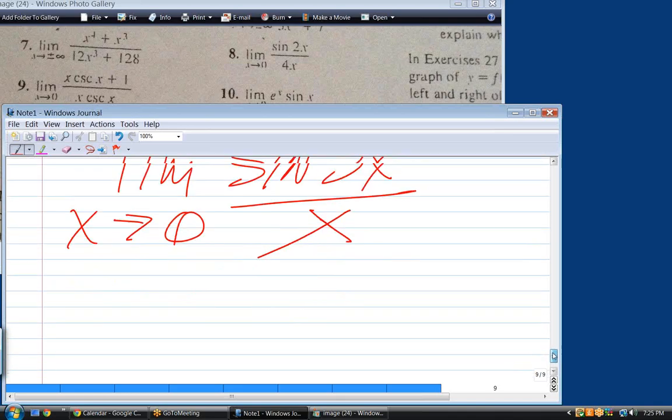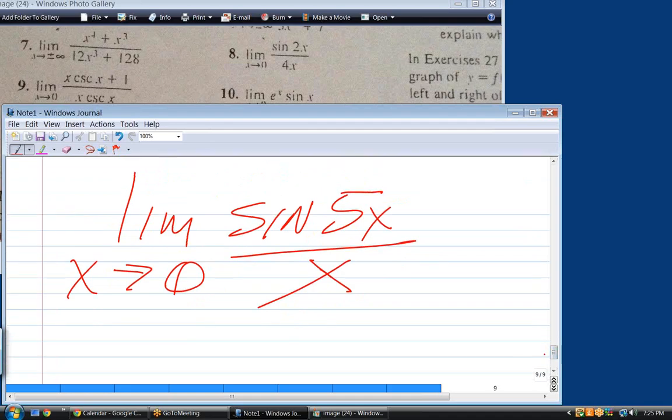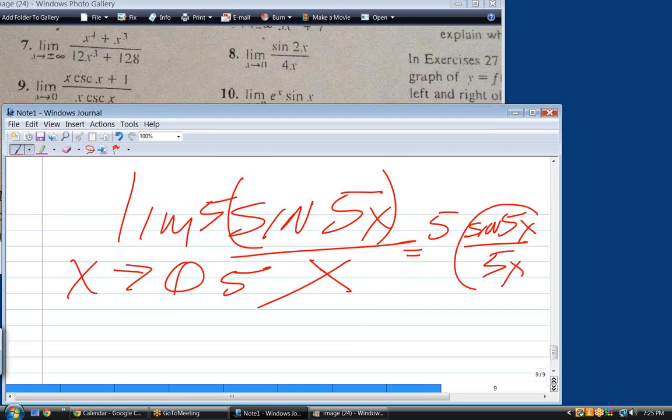5. Yeah, because I can separate it. In other words, I can multiply the top by 5 and the bottom by 5. And now I have 5 times sine of 5x all over 5x. We know that is 1. So 5 times 1 is 5. Yep. All right.